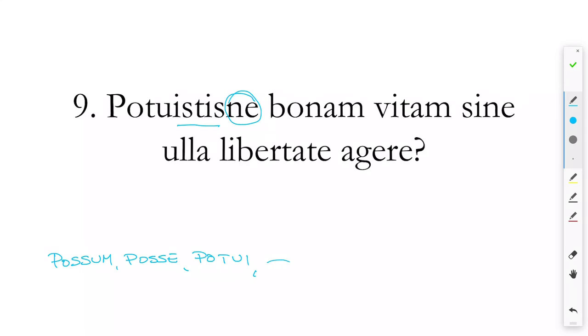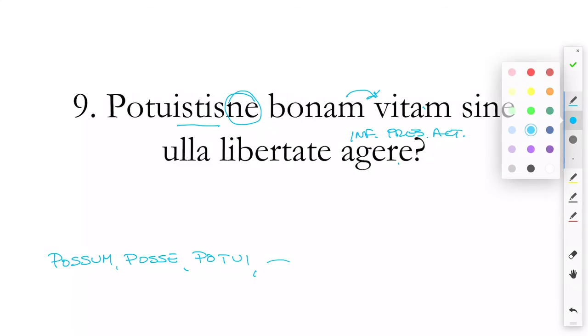Have you been able? And what do we expect after the verb possum? The complementary infinitive. The infinitive present active agere. Have you been able to, well, they say to do a life, we say live a life, not just any life, but a good life without any freedom? Have you been able to live a good life without any freedom?